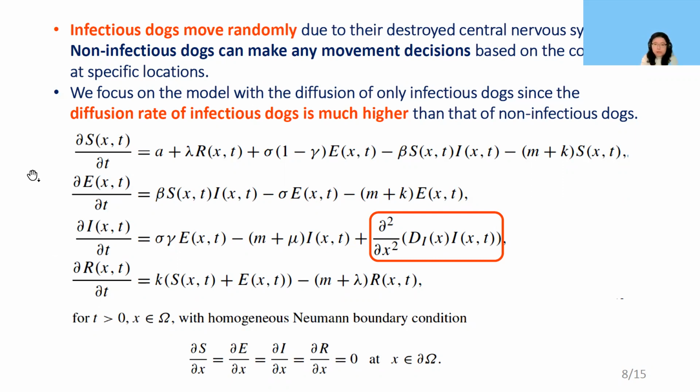Note that the diffusion, the movement of infectious dogs and the non-infectious dogs are essentially different. So infectious dogs can only move randomly due to their destroyed central nervous system. So we can assume infectious dogs cannot make movement decisions, and they just wander around randomly. In contrast, non-infectious dogs can make movement decisions based on the conditions at specific locations.